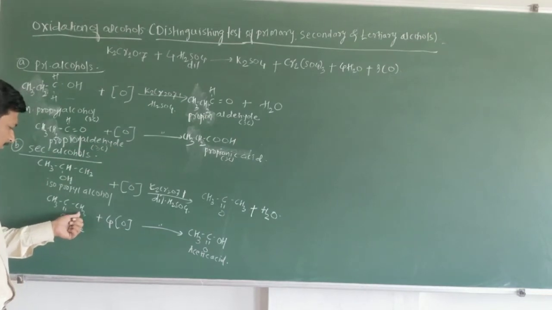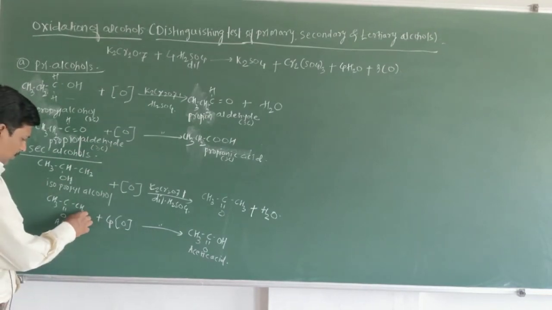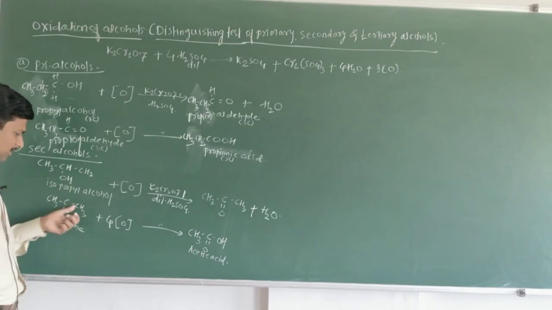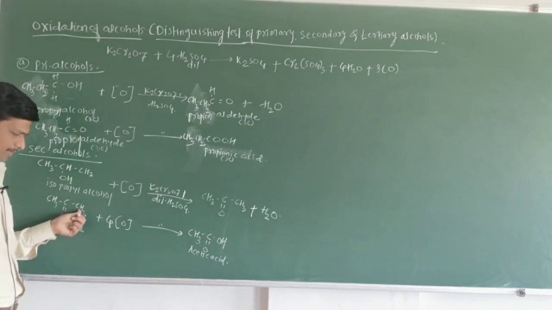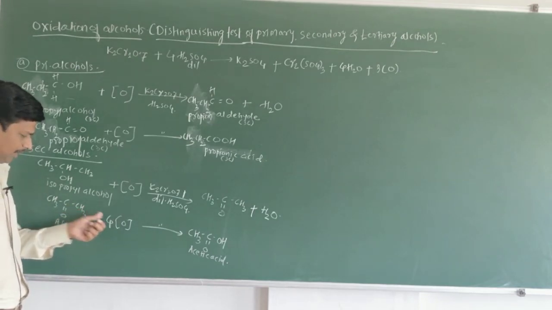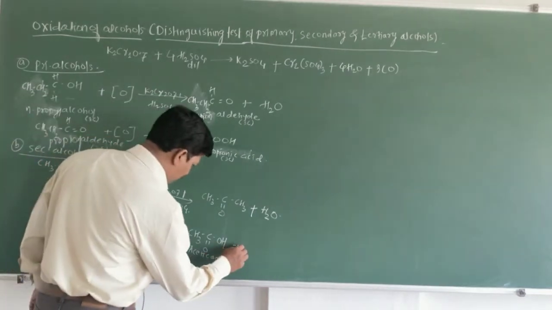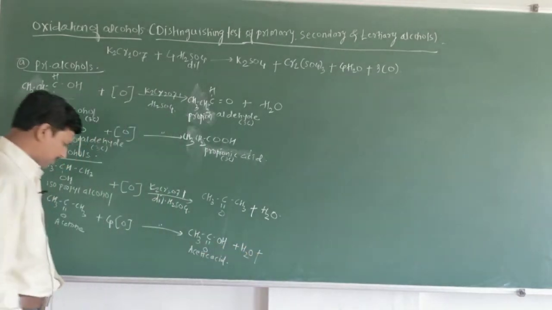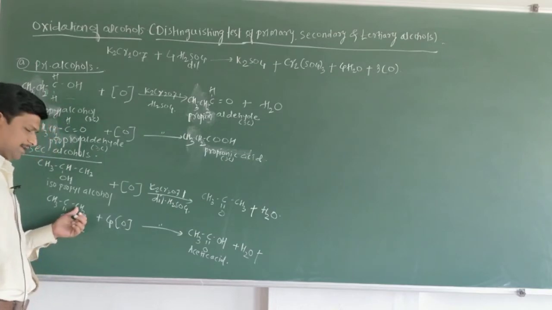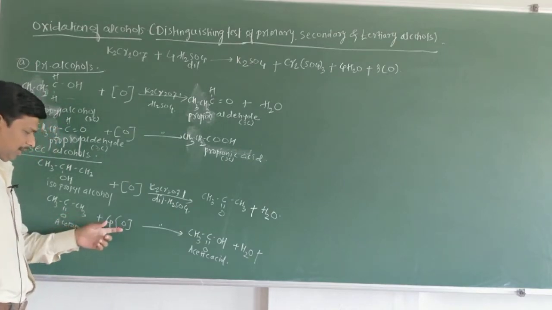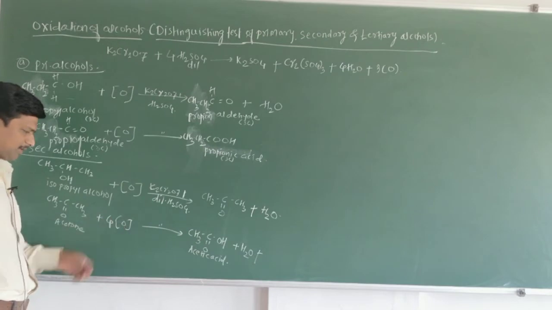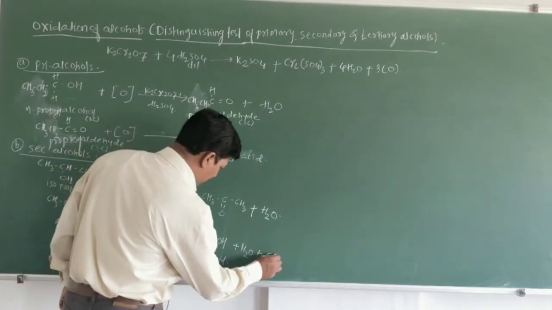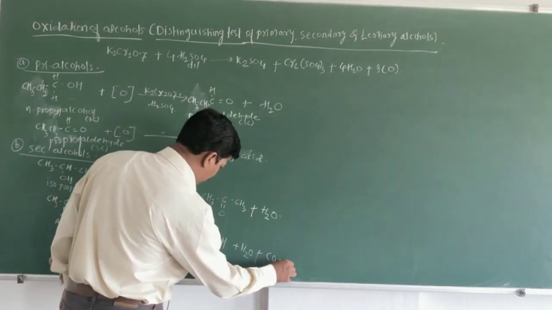Now from this CH3, the two hydrogen atoms, so two hydrogen atoms and one oxygen atom form the H2O here. And one more byproduct in this reaction: from this CH3 one carbon atom, and the two oxygen atoms remain here, and form CO2, carbon dioxide.